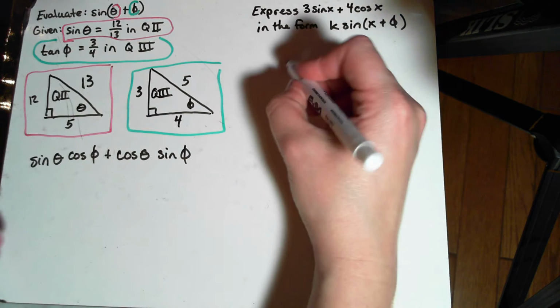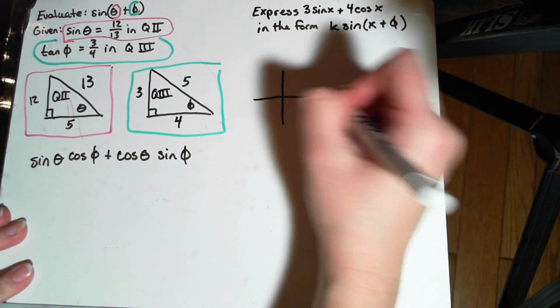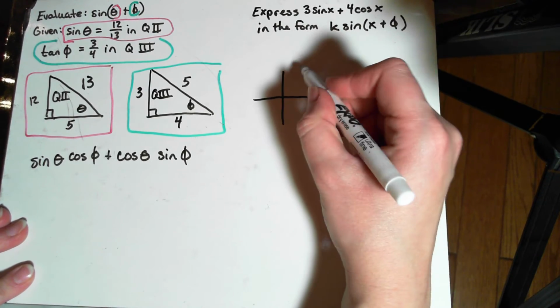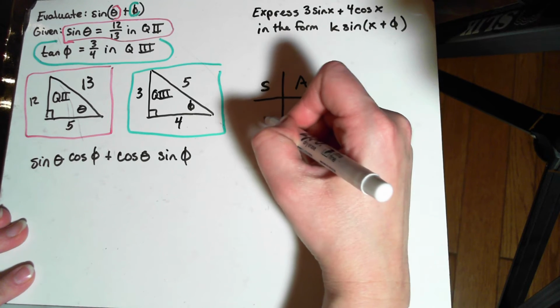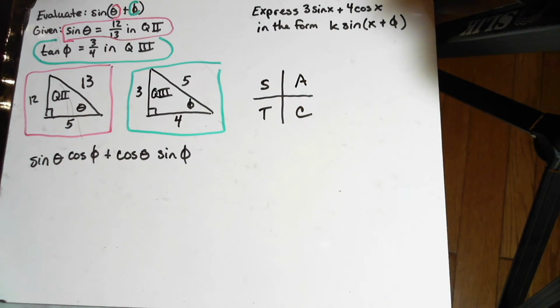But before I do that, I'm going to write up here, to help me remember quadrant 2 and quadrant 3, all students take calculus. And my green triangle was quadrant 3, and my red triangle was quadrant 2. Now I'll put in values from these triangles.